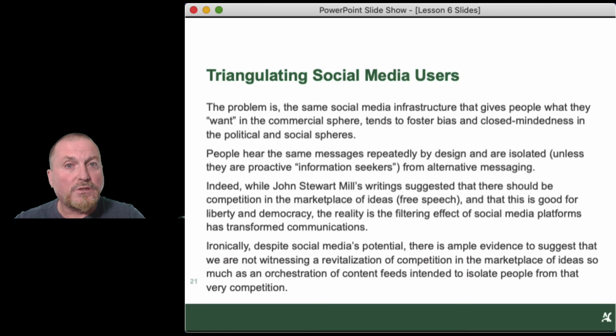Unless you actively go to search outside your bubble or outside your silo, you will continue to get reinforcement of the same ideas. Okay? So while John Stuart Mill's writing suggested that there should be a competition in the marketplace of ideas and that this is good for liberty and democracy, the reality is that filtering effects on social media platforms have transformed communications. Ironically, despite social media's potential, there's ample evidence to suggest that we are not witnessing a revitalization of the marketplace of ideas so much as an orchestration of content feeds intended to isolate people from that very competition. That's the whole point.